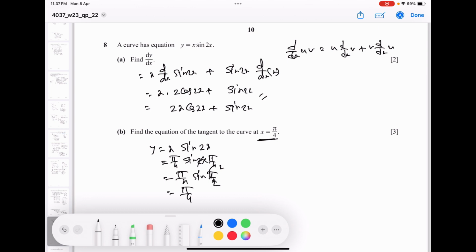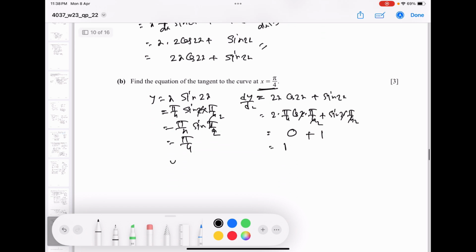Now we differentiate it. dy/dx equals 2x cos 2x plus sin 2x. Now let me put in x equals pi by 4: 2 times pi by 4 cos 2 times pi by 4, plus sin 2 times pi by 4. The 2 times pi by 4 is pi by 2, and cos pi by 2 is 0, so the whole thing will be 0, plus sin pi by 2 is 1, so the gradient is 1.